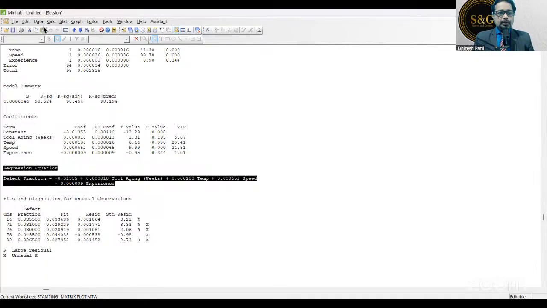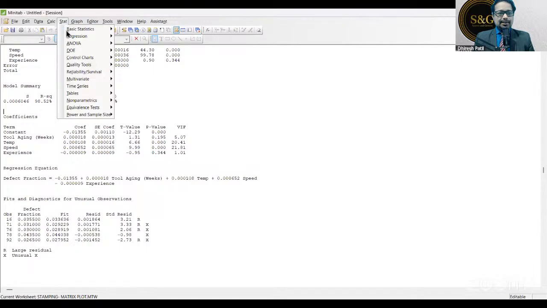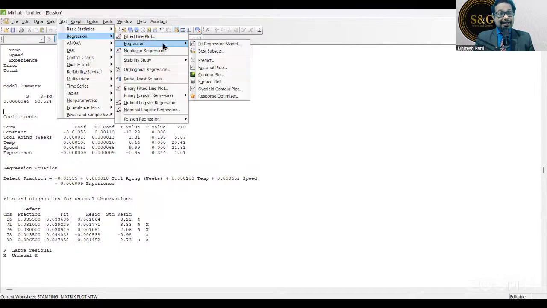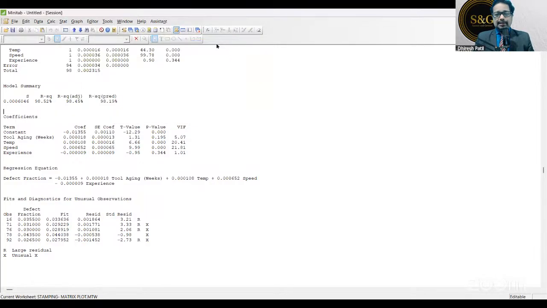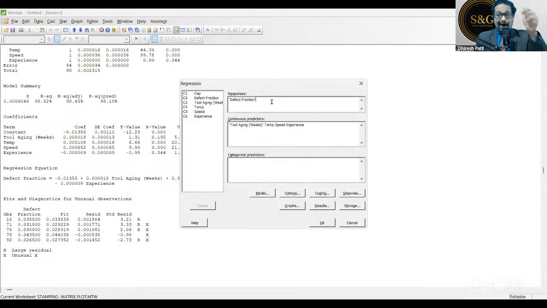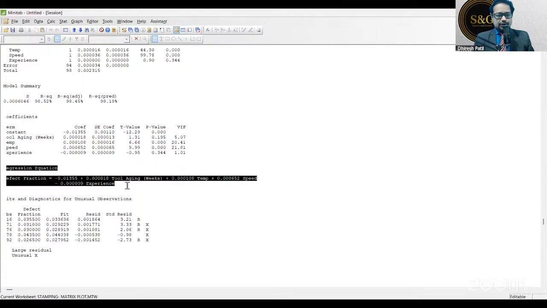Got it, everybody? Go to Stat, Regression. In the regression, the second option is Regression, and click on Fit Regression Model. In Fit Regression Model, the response is your Y, which is the defect fraction. In Predictors, all X's have to be selected: tool, age, temperature, speed, etc. And then click on OK. You will get this regression equation over here. So in the matrix plot, you will get the graphs, and over here you will get a complete regression model and statistics.